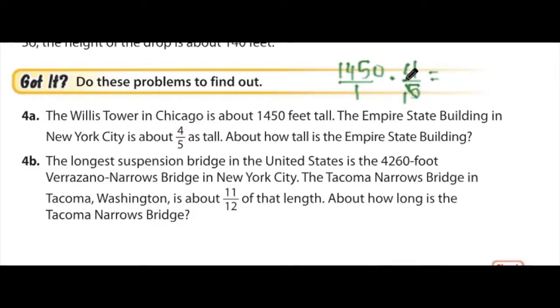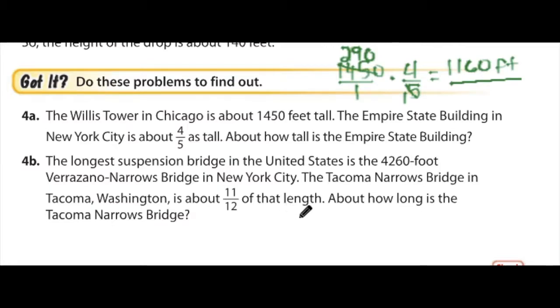5 is a factor of 5 and 1450, so 5 goes into 5 once. 5 goes into 14 twice with 4 left over. Bring down the 5. 5 goes into 45 9 times, and then add the 0. Now all I have to do is multiply 290 times 4 in the numerator, which is 1,160 feet. So the height of the Empire State Building is 1,160 feet.